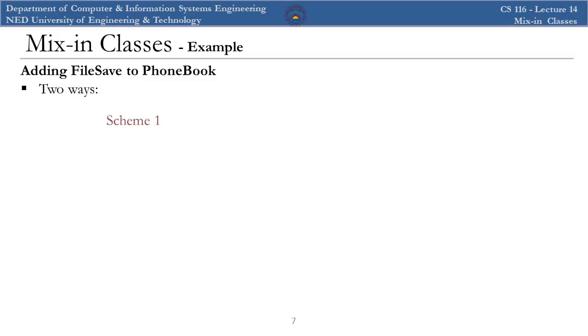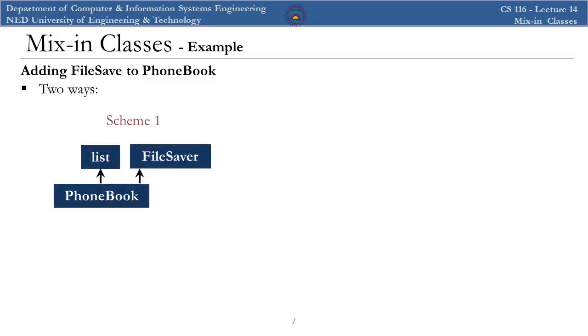This is scheme one. In scheme one, I am inheriting phone book from both these classes. That means I'll add file saver class as the second parent of phone book. That is perfectly fine. This is an example of multiple inheritance now. So now phone book will be able to use all the methods of list class, and it will also be able to save its list in a file by calling that method from file saver class, right? So this is the first scheme, and there could be a second scheme here as well.